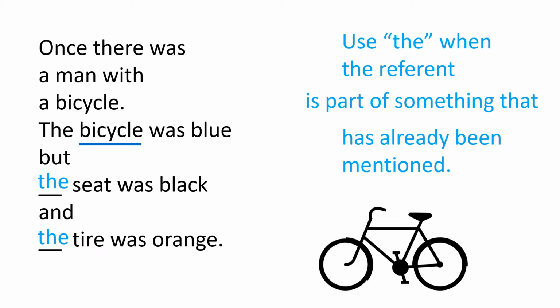This time using the with seat sounds fine, but we hear a problem when we get to the last clause. The tire was orange. What's wrong this time? Well, a bicycle has 2 tires, and we don't know which one the speaker means, so using a sounds better than using the in this case.